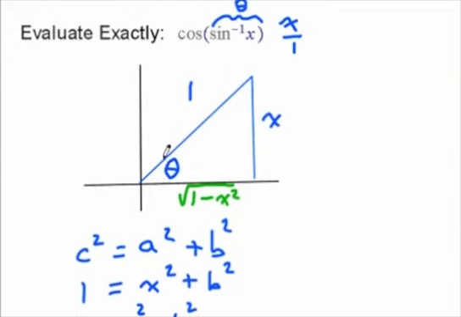Now all we have to do is find the cosine of this angle. Cosine is adjacent over hypotenuse. This whole thing is going to equal the square root of 1 minus x squared over 1, or just the square root of 1 minus x squared. These are really powerful in calculus when you get there.